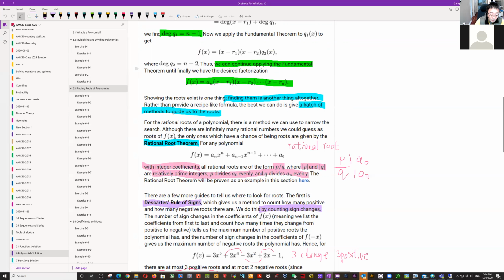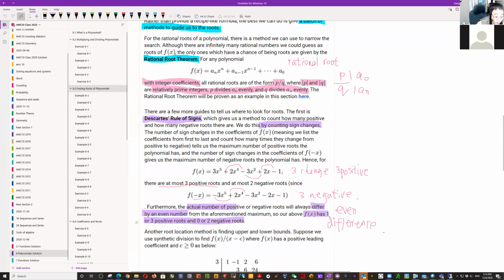Right now the content may seem dry, but I'm going to repeatedly do several problems to show you how to do it. Right now we have to go through the concept and the theorem first.